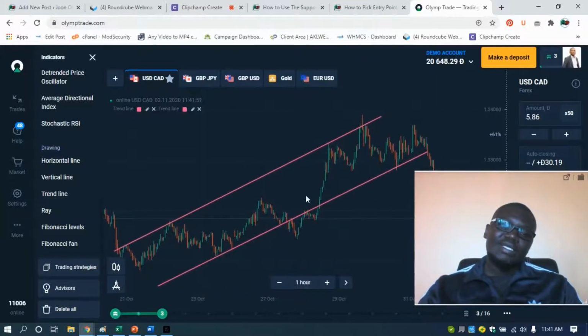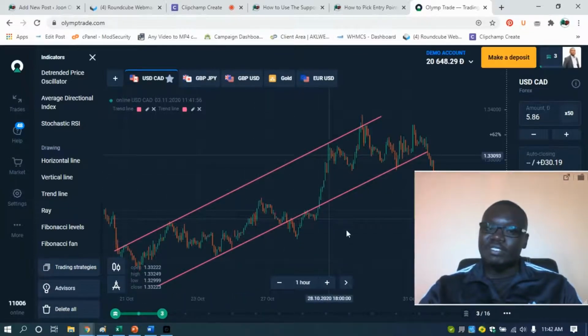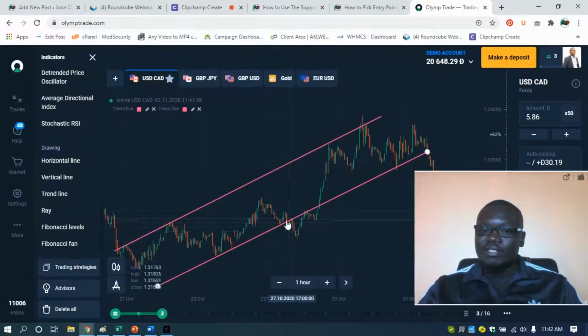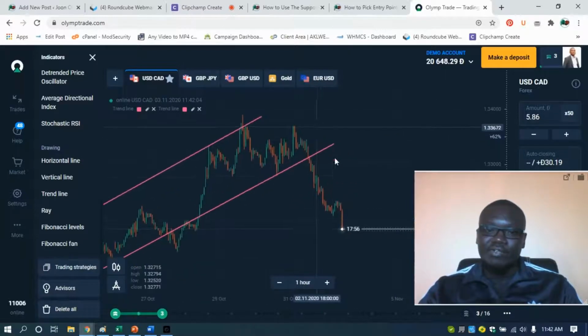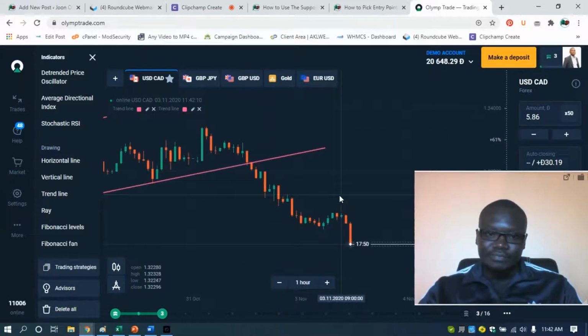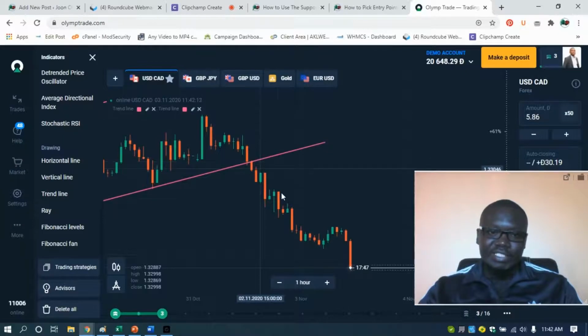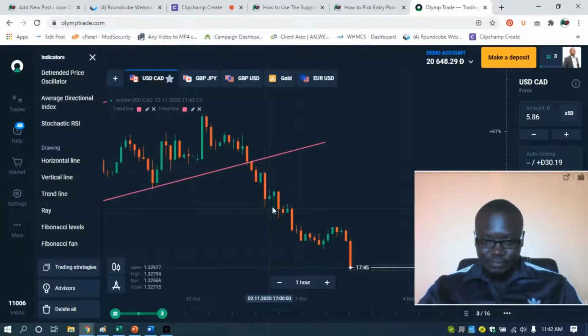So this channel forms our support and resistance levels, and you can see the bounces that are happening. You can also see the false breakout that has happened there. Then you can see a real breakout that has just happened here. You can see the inverted hammer here, which means there is a huge potential that the trend will continue downwards.